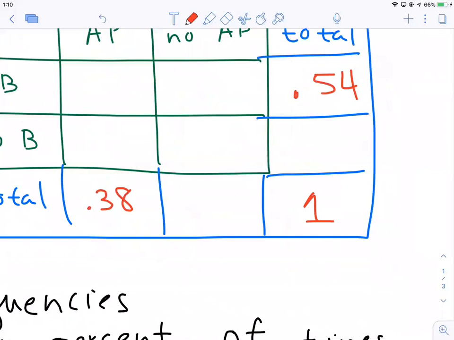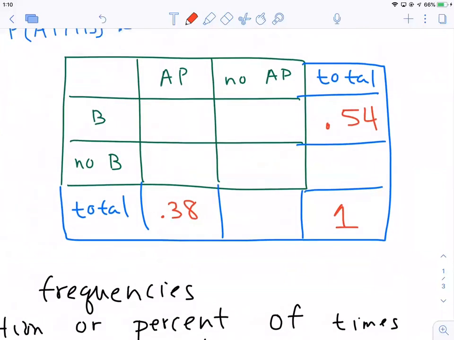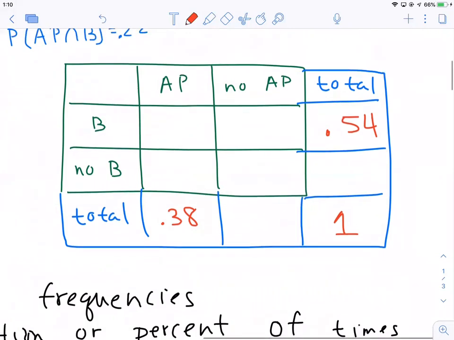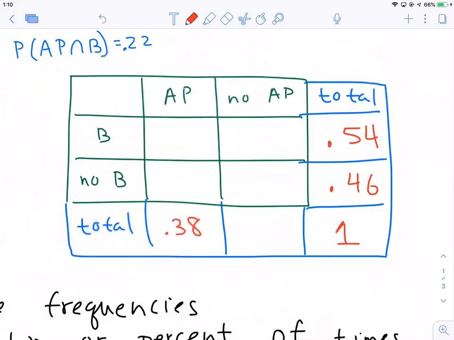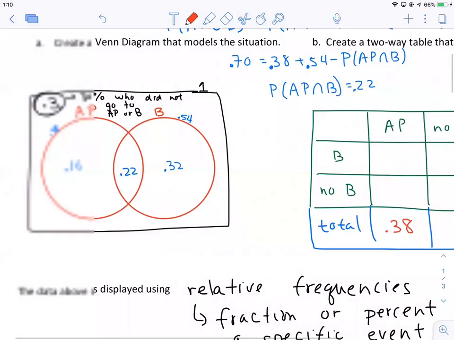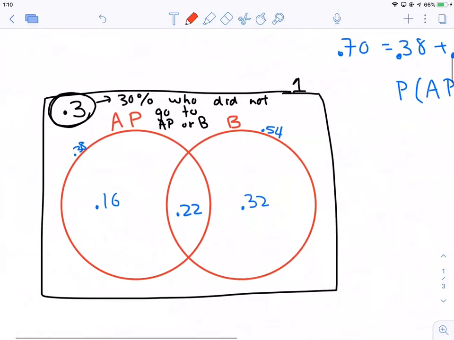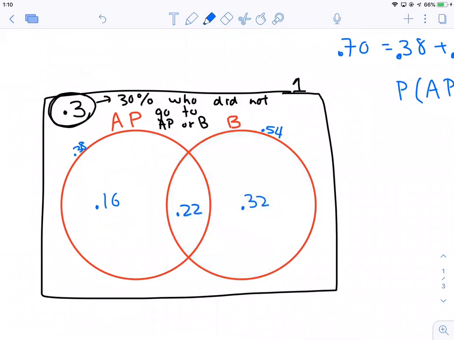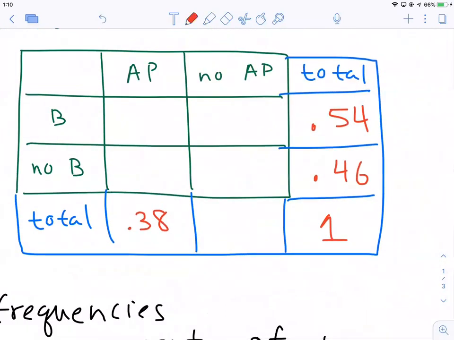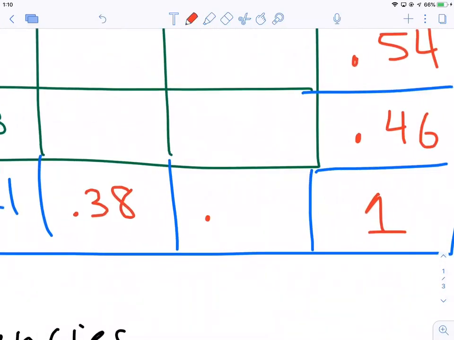Also know the total is going to be 1, because this is a relative frequency table, right? The sum of all the relative frequencies over here, right, should sum to 100%. So that means this has to be 0.46, the number of people who don't go to the beach. And if you look at our Venn diagram, if you add up this and that is 0.46, right? This is all the stuff that is outside this beach circle. So, of course, that is going to be 0.46. And we can do the same thing for amusement park. That is going to give us 0.62.